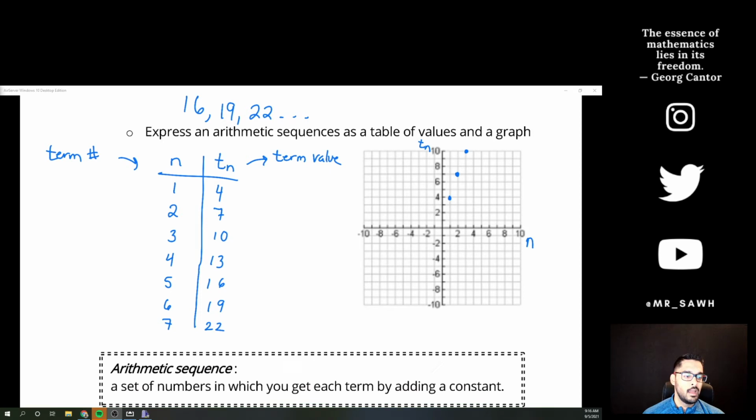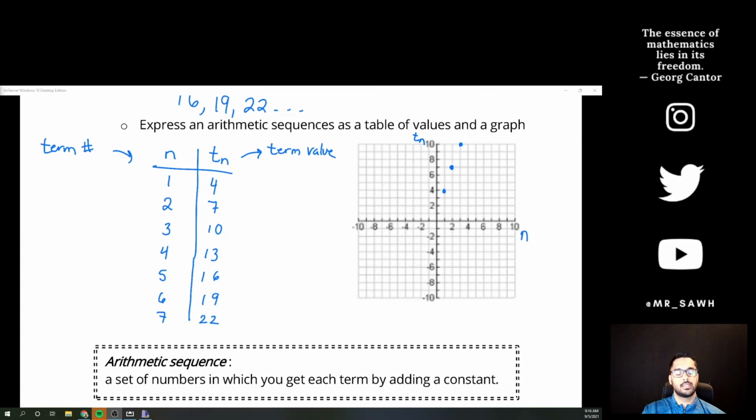An arithmetic sequence, that definition that you see there, says it is a set of numbers in which you get each term by adding a constant. And that is the exact same definition, maybe one word's a little different, when you talk about a linear relation. Linear relation is very similar. So take a look at our table of values and what we did. From 4 to 7, we added 3.